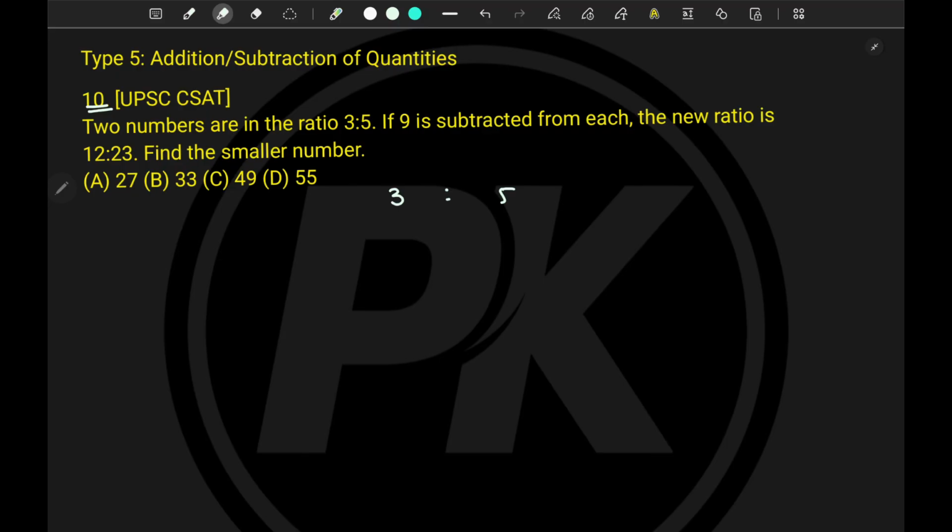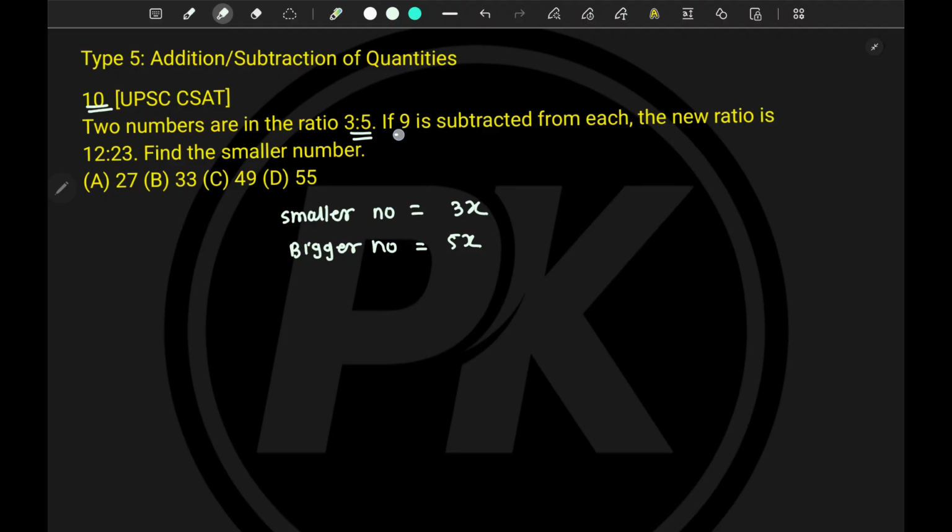So generally in these cases, what we have to do is say, let's say the smaller number is equal to 3x, because x is the common link between 3 and 5. Then ultimately the bigger number will become 5x. If I take the ratio of the smaller number versus the bigger number, it will become 3 as to 5, right? So this way we have to make the assumption.